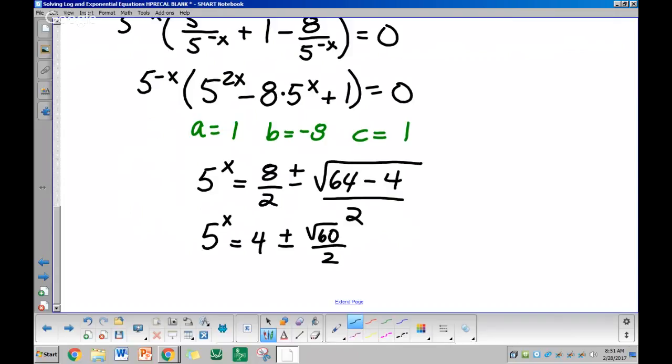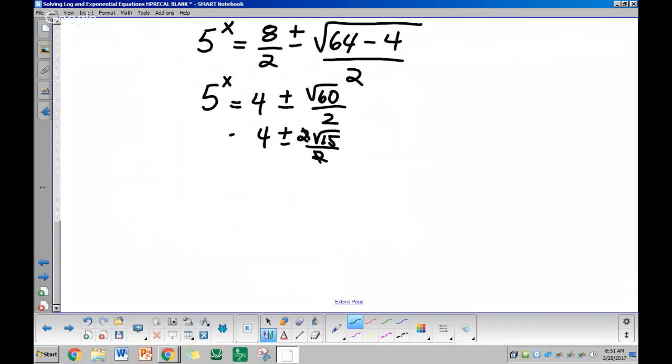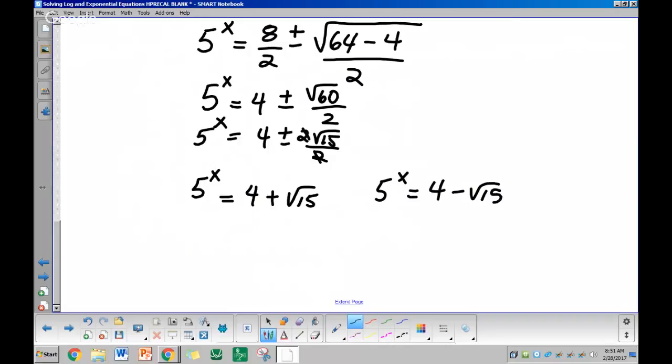4 goes in there, right? It goes in there. 20. 2 root 15? And what happens to the 2? They go away. So 5 to the x equals 4 plus root 15, and 5 to the x equals 4 minus root 15.